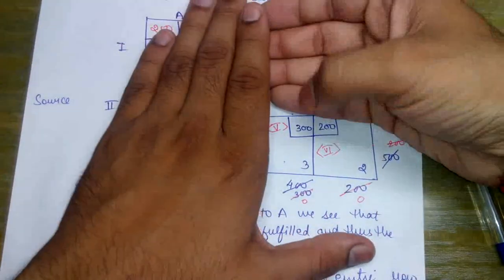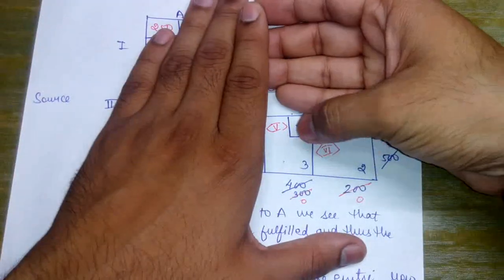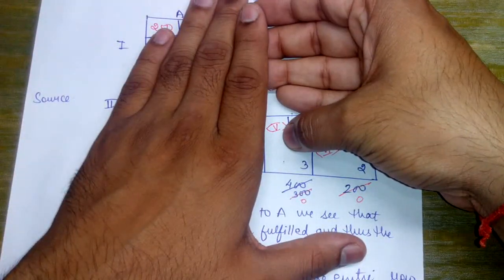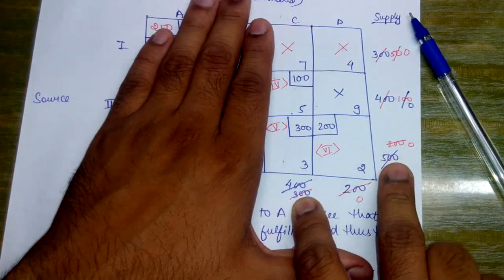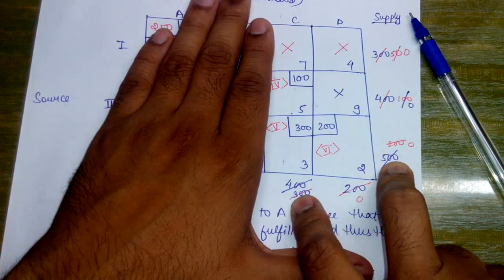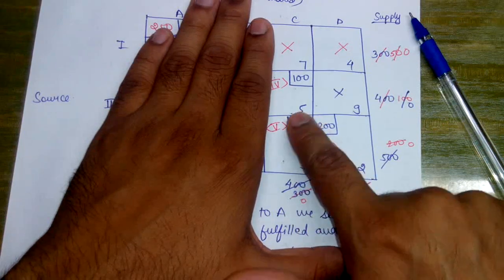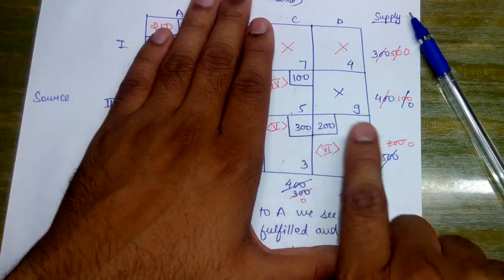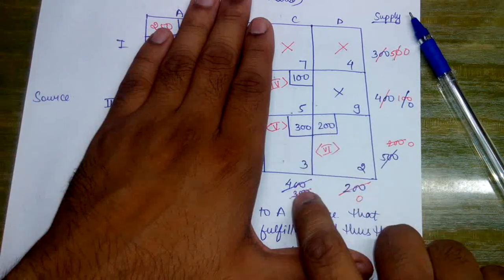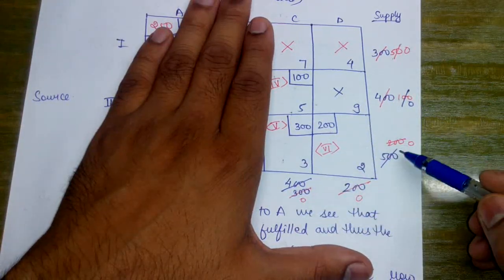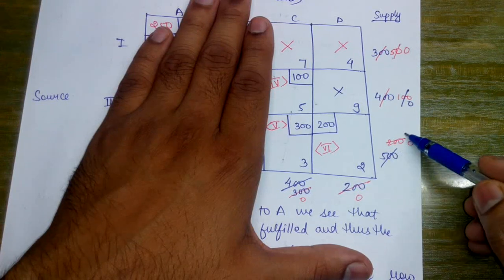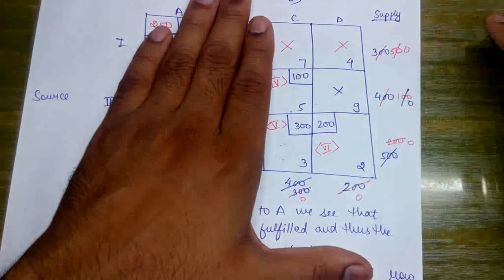Now we are left with only 2 cells. Now this becomes our northwest cell. The demand is 300 and the supply is 500. So the least is 300, therefore we are going to allocate 300 here. And we will subtract 300. So 300 minus 300 becomes 0 and 500 minus 300 becomes 200. So this has also been satisfied.